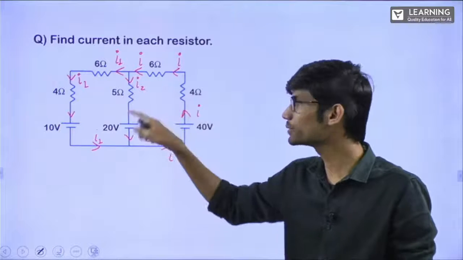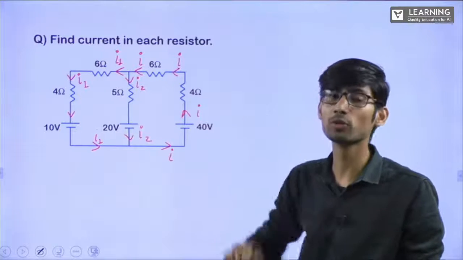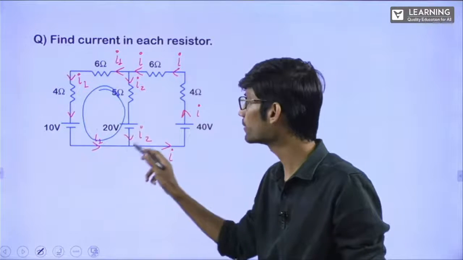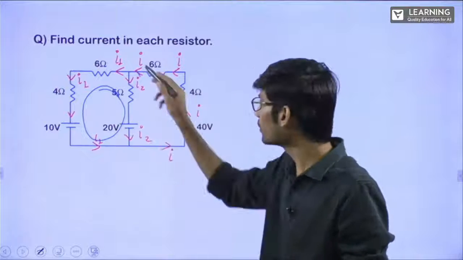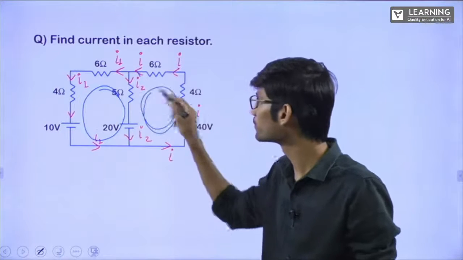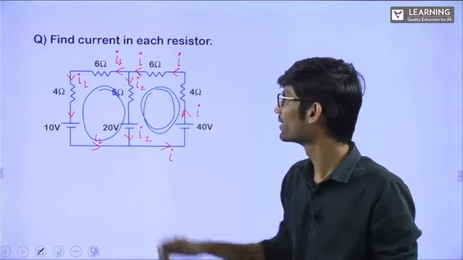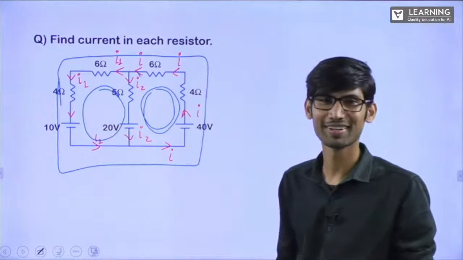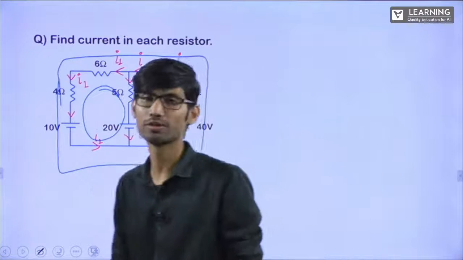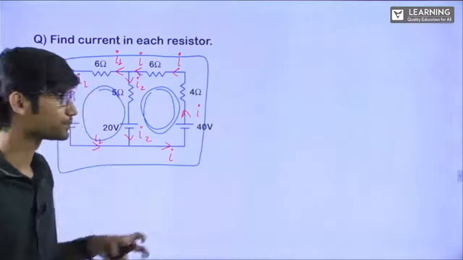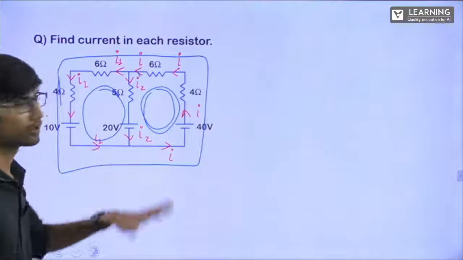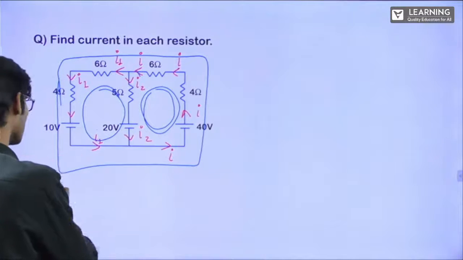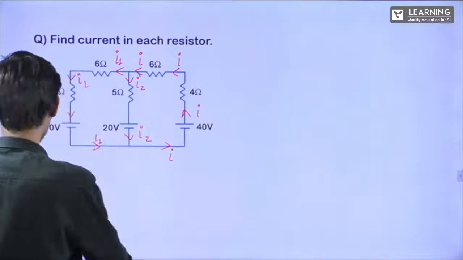Now, how many loops can we select actually? You can select 3 loops, not only 2. One loop will be this complete loop, this one. One loop will be this loop. One loop will be this outer loop, complete loop. This is also a loop, right? So you can choose any two out of these 3. Either you can choose this and the bigger one, or this and the bigger one, or the two inner ones. Fine. Anything you can choose as a loop.